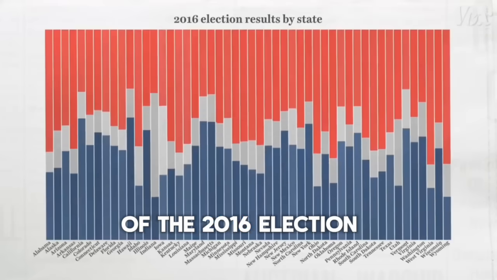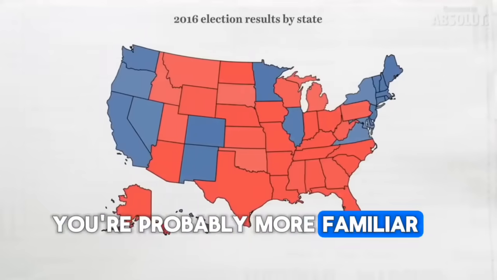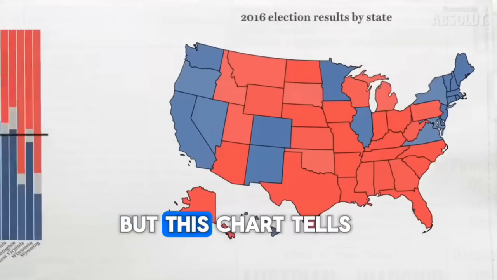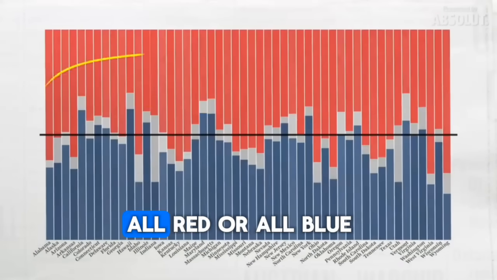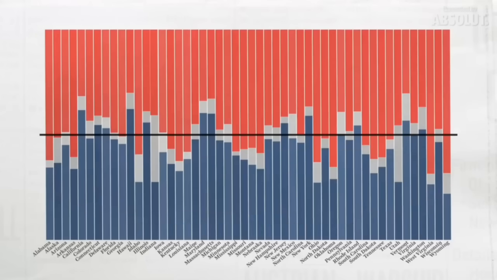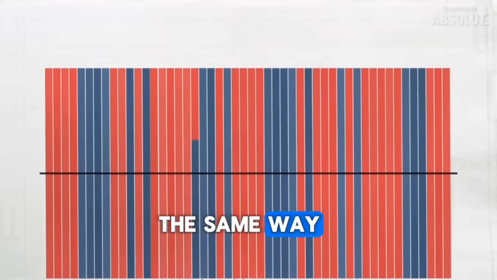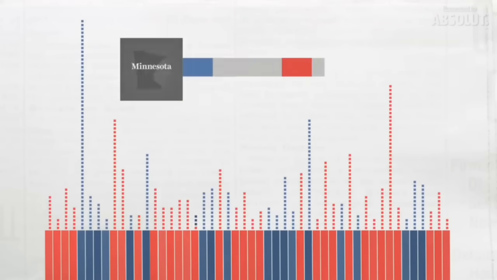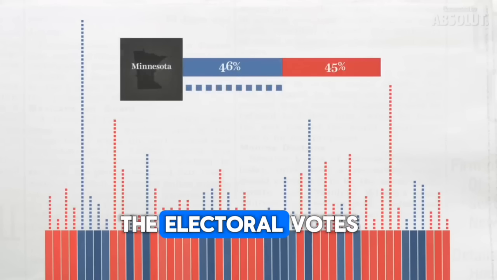These are the results of the 2016 election by state. You're probably more familiar with this version of it, a map of red states and blue states. But this chart tells a different story. You can see that no state is actually all red or all blue. But almost every state awards its electoral votes the same way. The candidate who gets the most votes in a state gets all its electoral votes. If they win the state by 1%, they win 100% of the electoral votes.